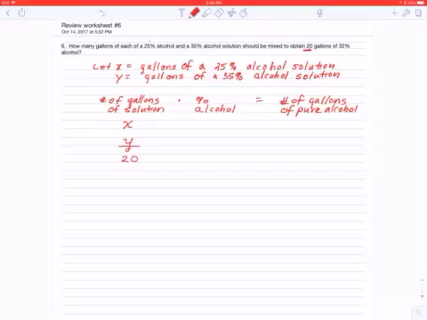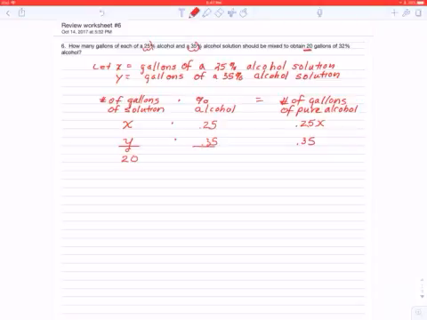So I'll write that 25% as a decimal. Drop the percent sign 2 places to the left. And I'll multiply that 0.25 times x to get 0.25x. The second solution is 35% alcohol, so I'll write that as a decimal. So 35% or 0.35 times the number of gallons of that solution would be pure alcohol, so 0.35y.